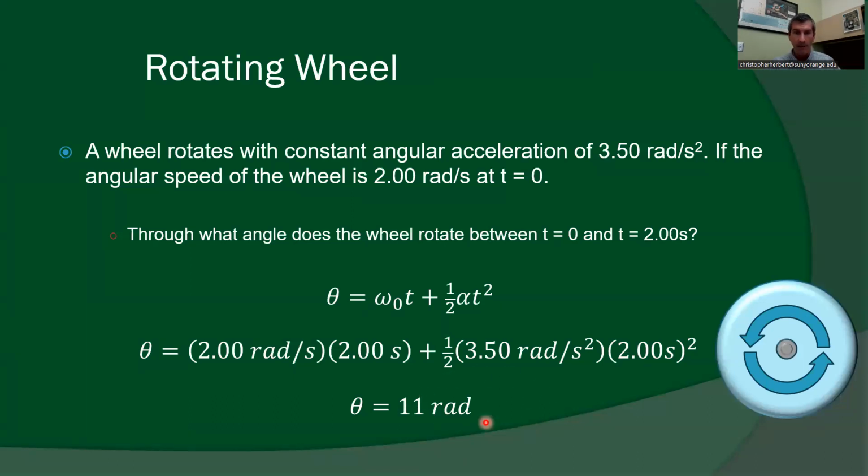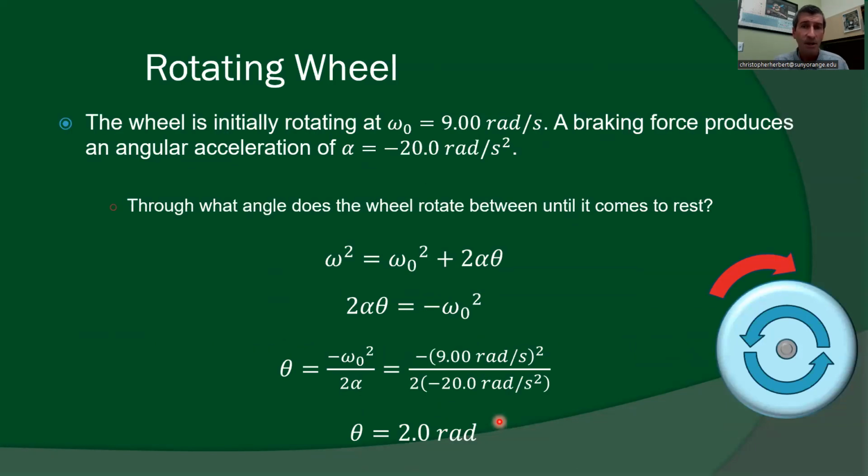Okay? And always check back to make sure that this makes sense. One complete rotation is 2 pi, that's roughly 6. So this makes almost 2 complete rotations. Yeah, that seems reasonable. If we're going 2 radians per second and we rotate for 2 seconds, if it hadn't accelerated, that would represent about 4. But with the acceleration, we get an extra 7 here.